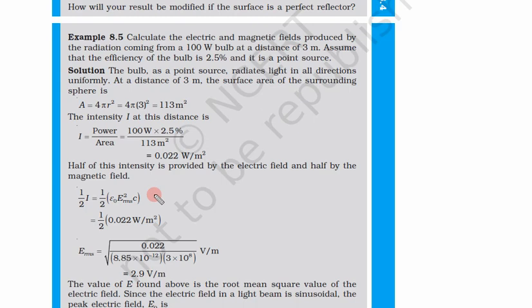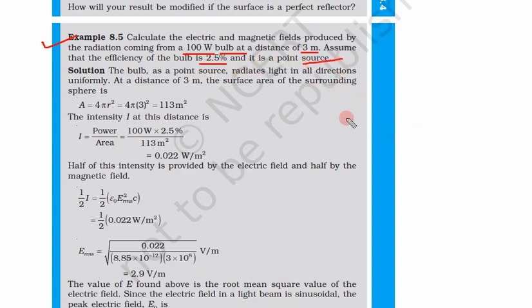We have already solved example 8.4. Let us see example 8.5. Calculate the electric and magnetic fields produced by the radiation coming from a 100-watt bulb at a distance of 3 meter. So we have an electric bulb, a 100-watt bulb kept at a distance of 3 meter, and we need to calculate the electric and magnetic fields. Assume that the efficiency of the bulb is 2.5% and it is a point source.